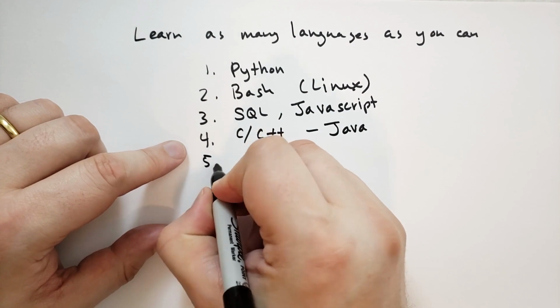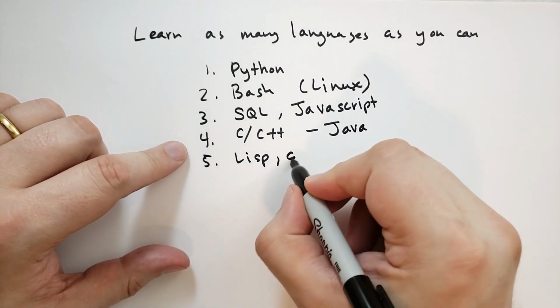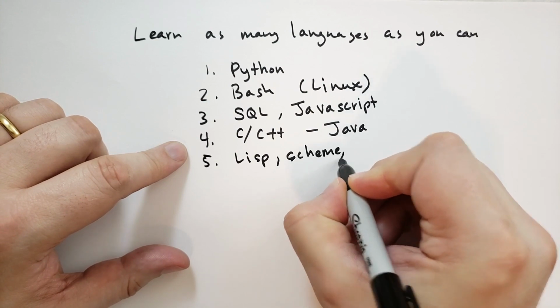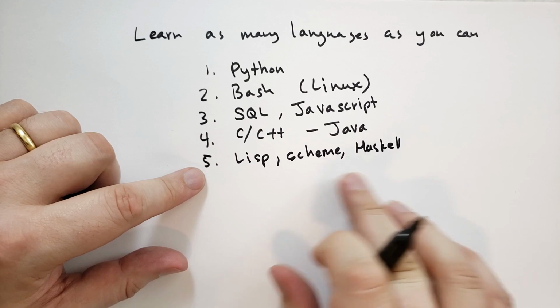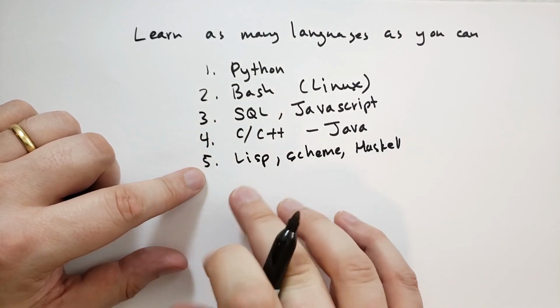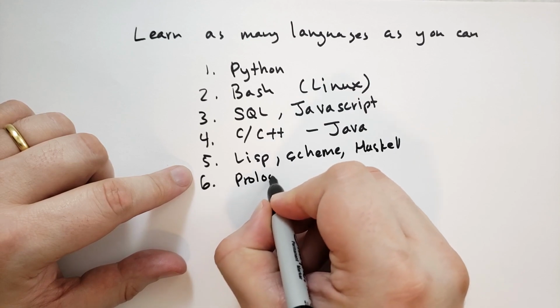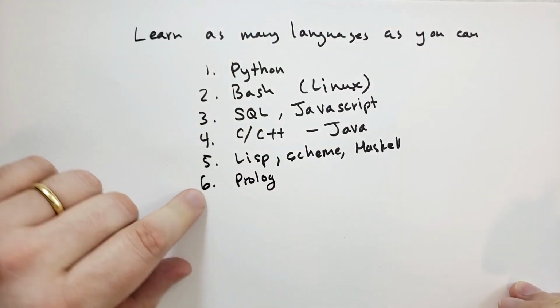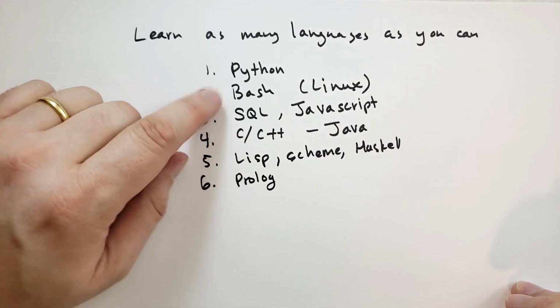I'm going to say, please go learn a Lisp-like language. I would include Lisp, Scheme, even Haskell. Haskell is kind of like a more modern Lisp, but Lisp itself is a dinosaur, but it's awesome. And then I would say go crazy and learn something like Prolog. Okay, some crazy language that will really expand your mind on what languages can do.